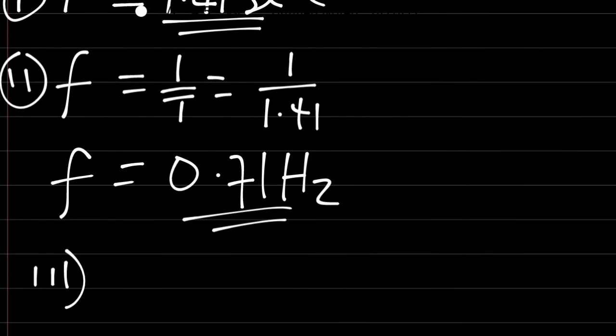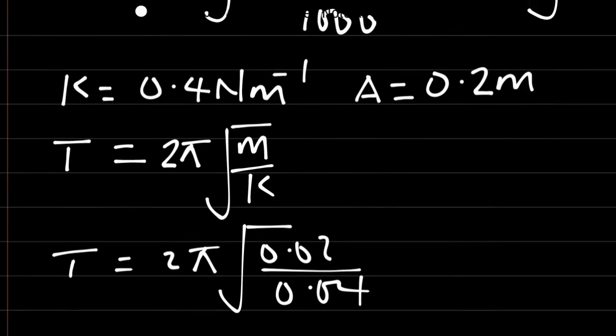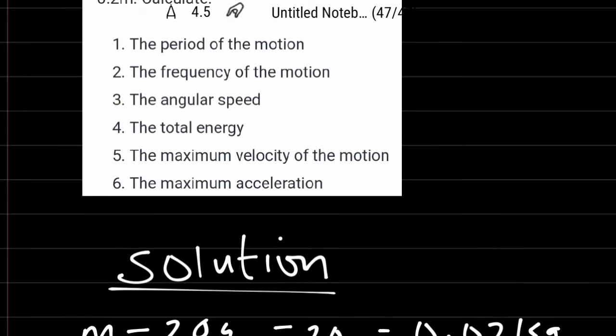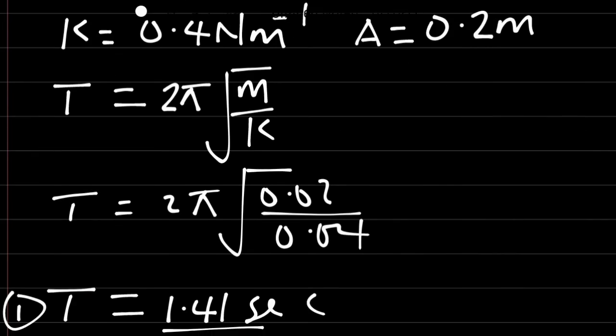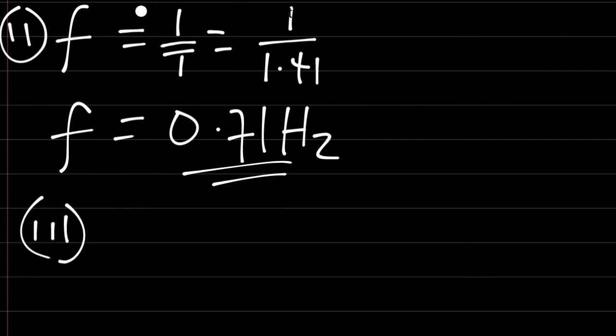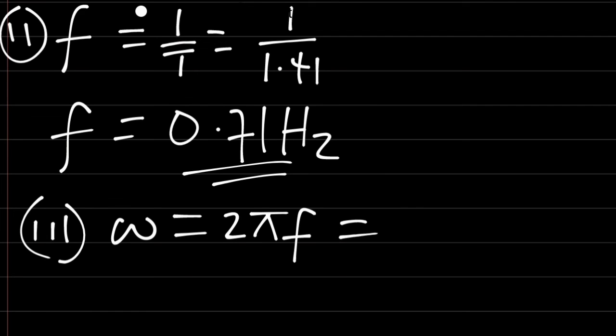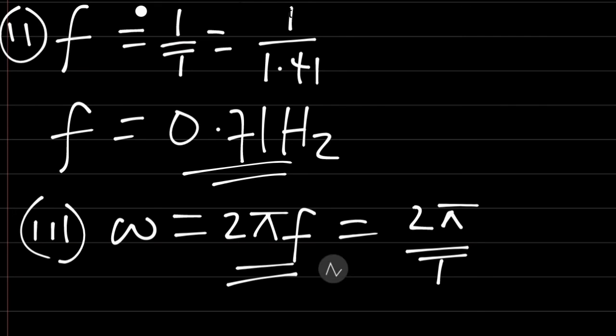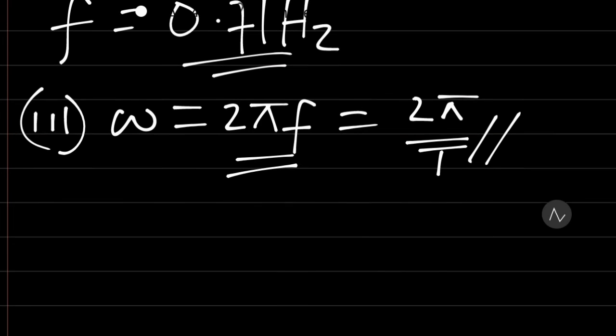Question number 3. What do we have in question number 3? We have the angular speed. Since you know your frequency or your period, you can use any of them to calculate your angular speed. Omega is equal to what? 2 pi f, or omega is equal to what? 2 pi over T. So you already know the value of frequency, you can use this formula, and you already know the value of period, and you can use this.